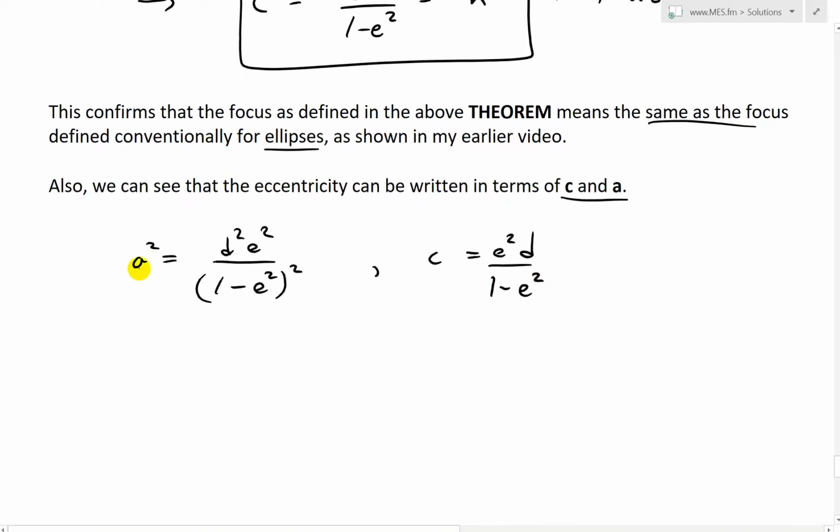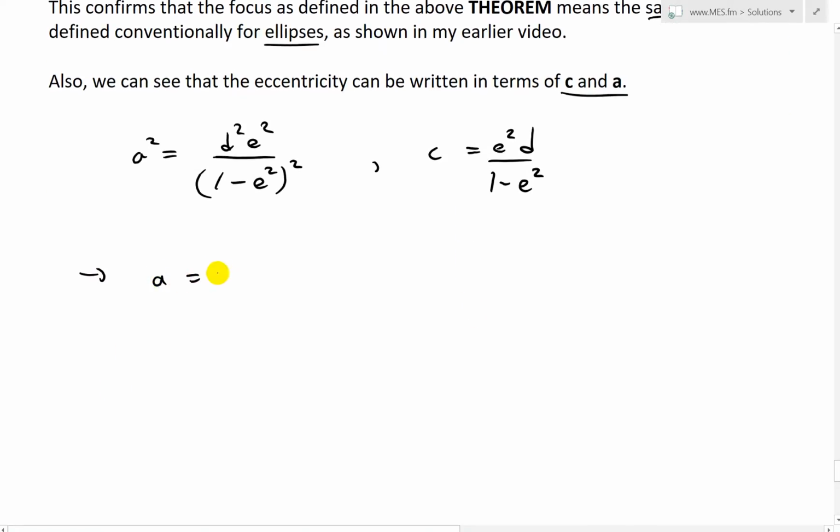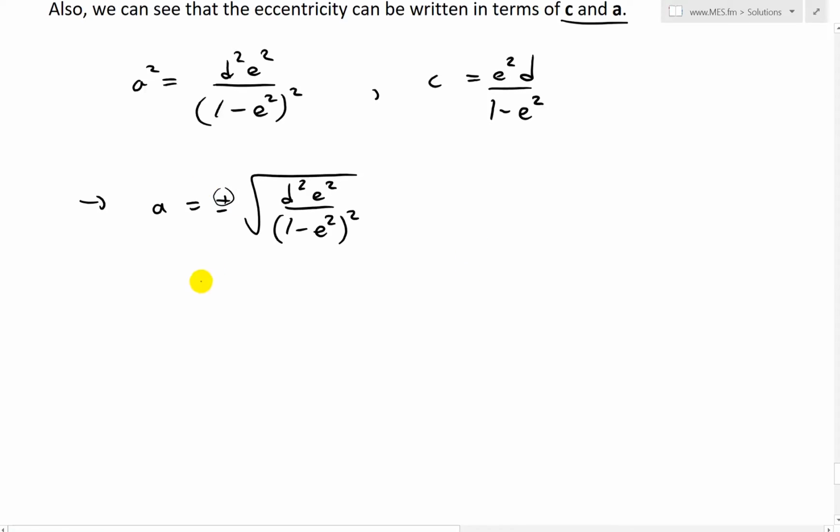What we'll do now is square root both sides. So we get a equals plus or minus the square root of d squared e squared over (1 minus e squared) squared, and again we take the positive because, by convention, we want all the constants positive. So this becomes d e over 1 minus e squared.